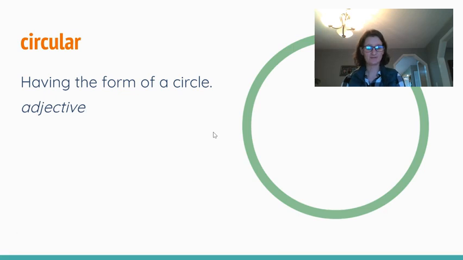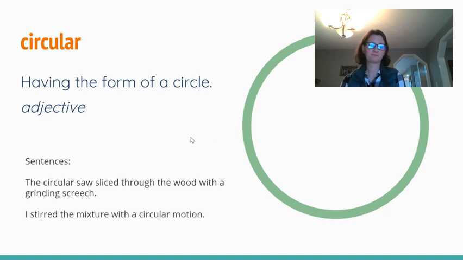Our next word was circular, and that means having the form of a circle. And that's an adjective. It's a describing word. It's describing something that is circular. So remember, our first sentence was about sitting around a circular table. So a table shaped like a circle. The circular saw sliced through the wood with a grinding screech. So a circular saw is a saw that has a blade that is a circle. It spins in a circle. Or if you're cooking, you might say, I stirred the mixture with a circular motion. So I stirred in a circle.